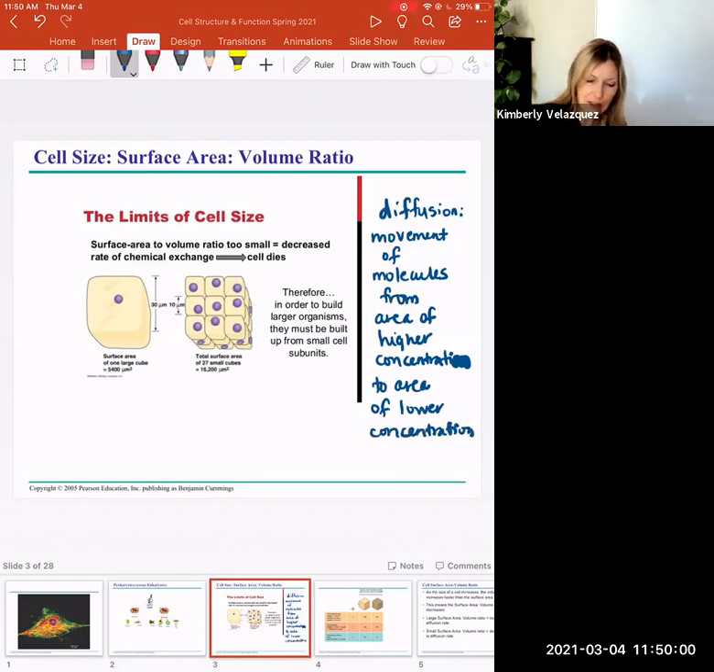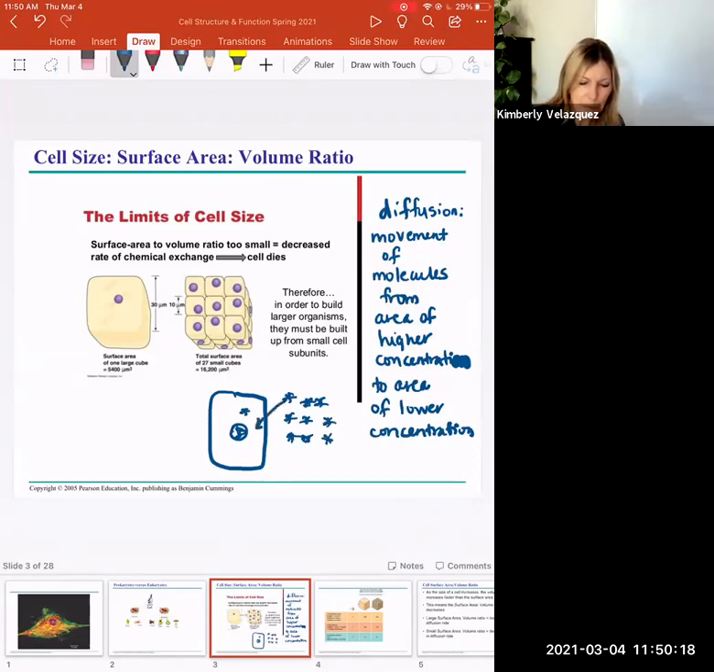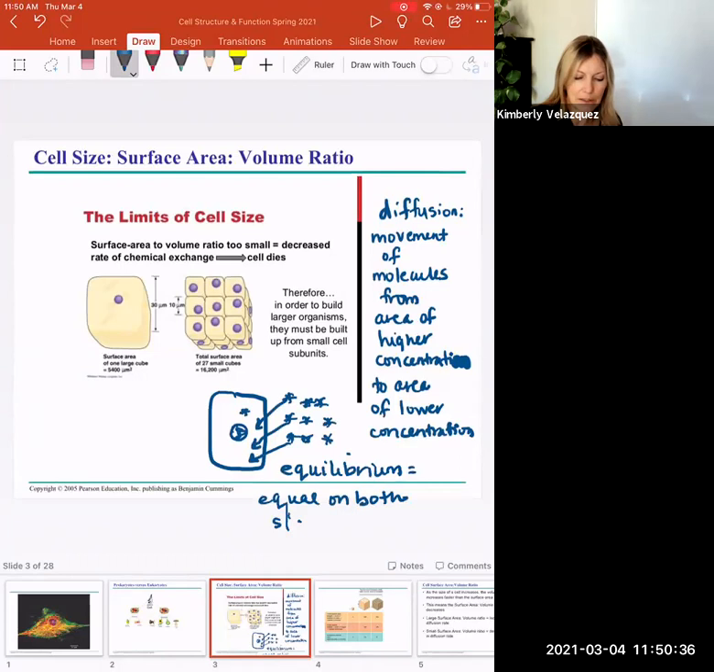Okay, so if I have a cell and I have a lot of a molecule outside the cell and just a little bit of that molecule inside the cell, these molecules will start moving into the cell by simple diffusion until equilibrium is reached. That really means equal on both sides of the membrane. So equal inside the cell and outside the cell. That movement of molecules with no energy required is called diffusion. A lot of simple organisms move materials through their body and from the outside to the inside just based on simple diffusion.